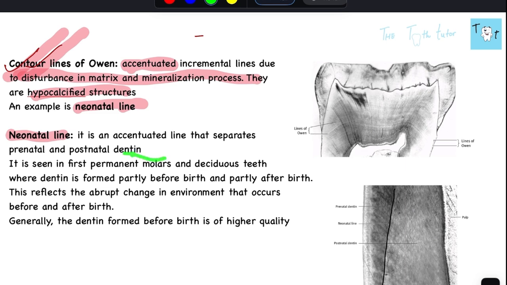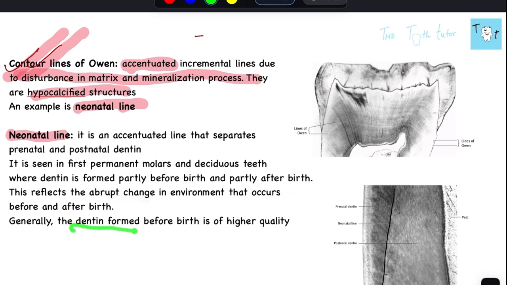It is seen in the first permanent molars and the deciduous tooth because they start forming while the baby is in the uterus. So when the dentin is formed partially before birth and partially after birth, in these two types of teeth, this reflects the abrupt change in environment. I told you these lines are seen when you see any irregularity in the matrix formation or the mineralization. That would happen because of an abrupt change in environment, before birth and after birth.